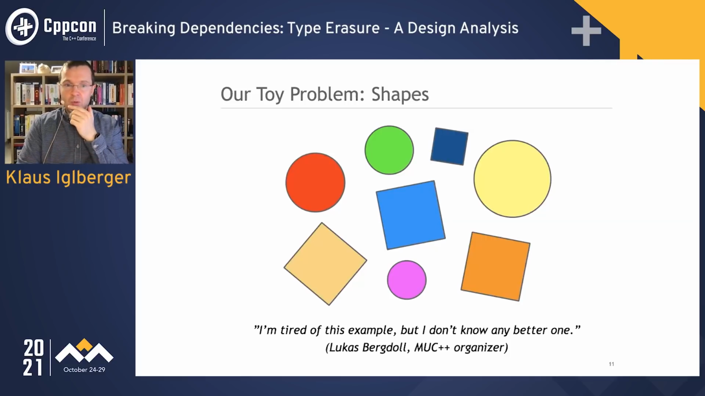To put it in the words of my co-organizer from the Munich C++ user group, I'm tired of this example, but I don't know any better one. So, shapes it is. We're dealing with shapes, but please don't pay attention to shapes at all. It's just the motivation. We want to create a couple of dependencies, and that's the important aspect.